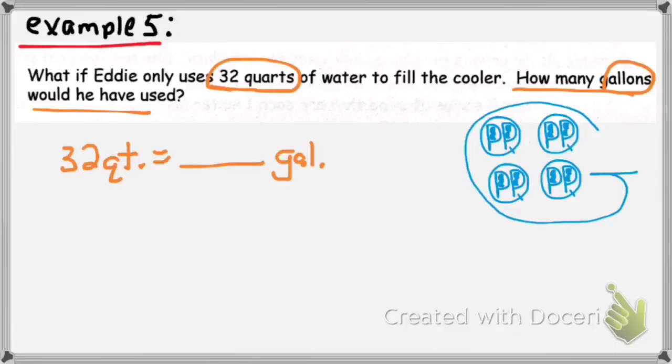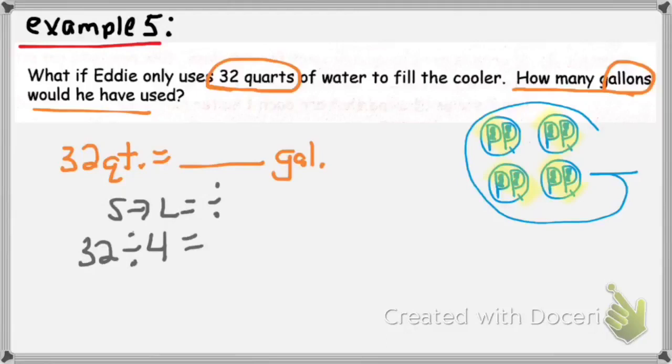I focus in on my units. Quarts are smaller than gallons, so this is going to be small to large, which means I divide. Write down my given number, which is 32, the operation I just chose, which is division. And I need to see how many quarts are in a gallon. 1, 2, 3, 4. So it'll be 32 divided by 4, and I know that 32 divided by 4 equals 8, so it's 8 gallons.